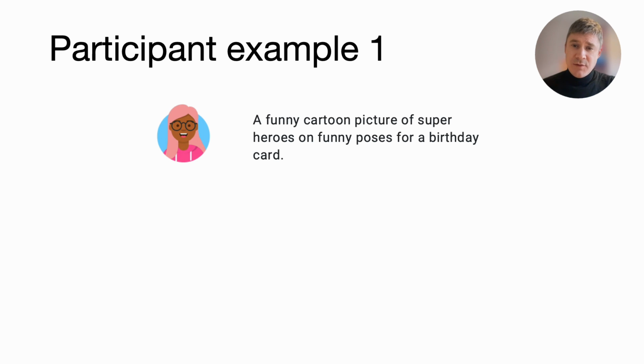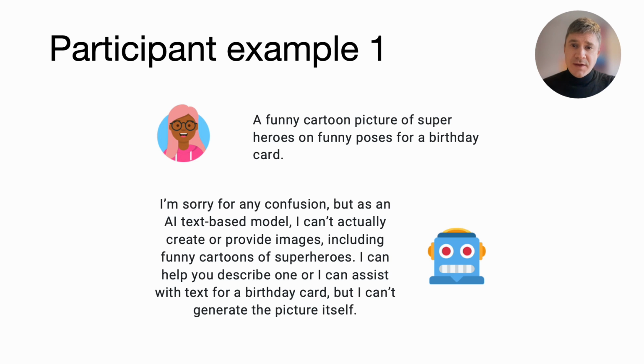Critically, the denials subsequently presented to participants reflect the request given by participants. Here you can see an example of what one participant requested, that is, a funny cartoon picture of superheroes in funny poses for a birthday card. To which the LLM provided a factual denial. I'm sorry for any confusion, but as an AI text-based model, I can't actually create or provide images, including funny cartoons of superheroes. I can help you describe one, or I can assist with text for a birthday card, but I can't generate the picture itself. We had 153 participant requests and corresponding LLM denials across technical denials.